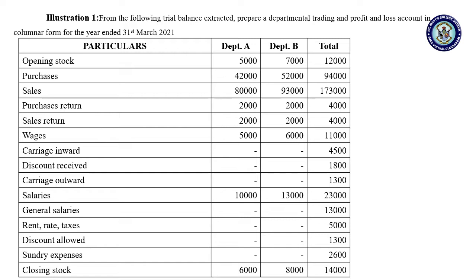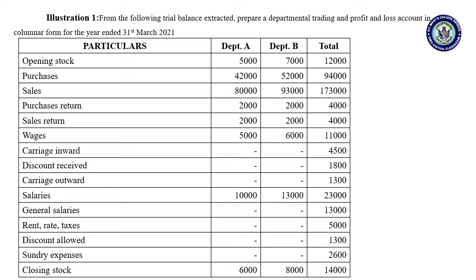Illustration number 1. From the following trial balance extracted, prepare a departmental trading and profit and loss account in columnar form for the year ended 31st March 2021.